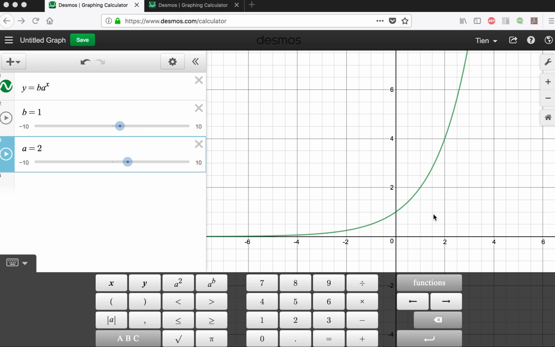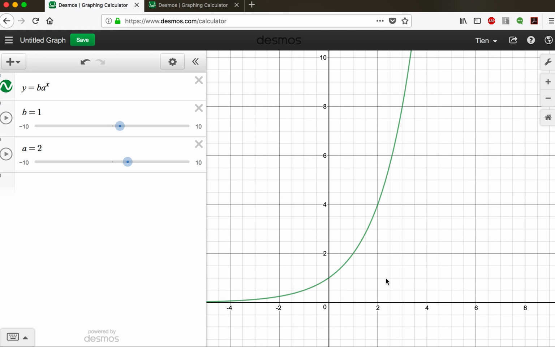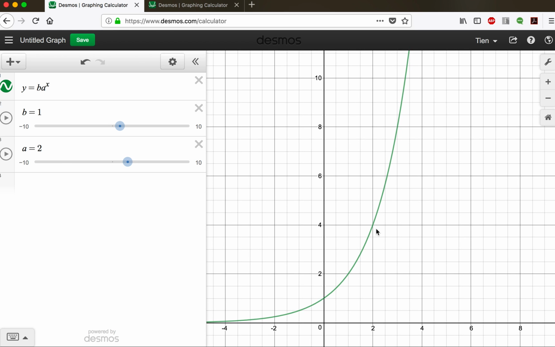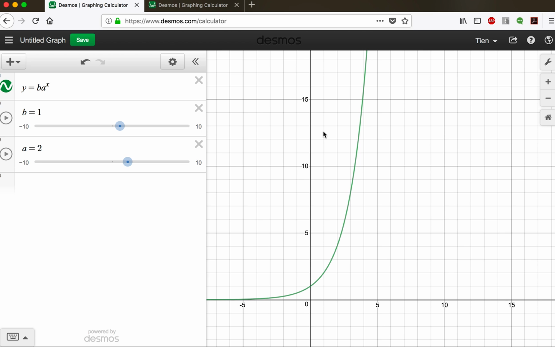In our case here, b is 1. And then as x increases, it increases by multiplying together powers of a. And so in our case, a is 2. So what's happening here is we start at 1 and we double every step we go forward. So when x is 0, the value of the function is 1, 2, 4, 8, 16, etc.